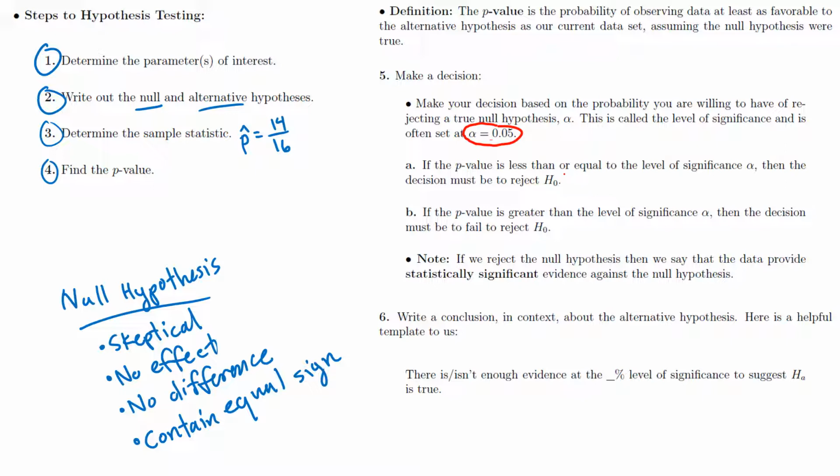So if the p-value is less than or equal to the level of significance, then we reject the null hypothesis, right? In our example we just did, our p-value was 0, and the level of significance was 0.05 or 5%, so clearly 0 is less than that. That's why we reject it. But if it's greater than the level of significance, then that's when we fail to reject the null. There's not enough evidence to do so.